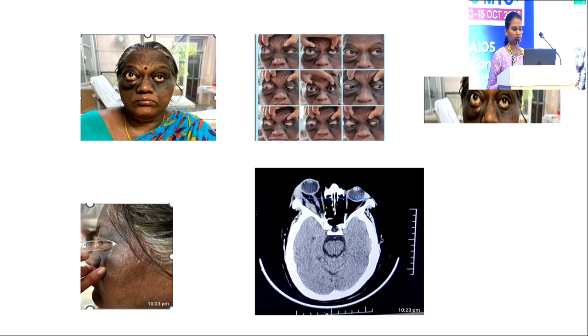These are the pictures of the patient showing unilateral right eye proptosis. And Hertel exophthalmometer showed 24 mm in measurement. CT showed a tendon sparing muscle enlargement.